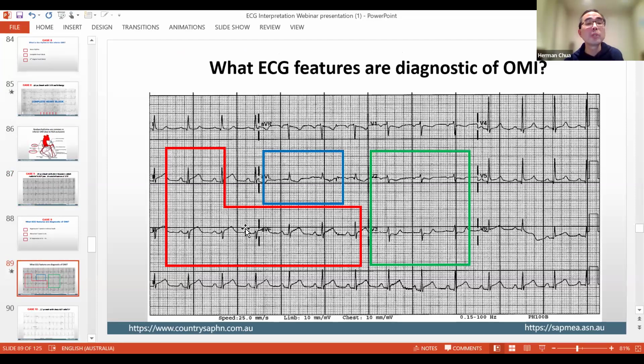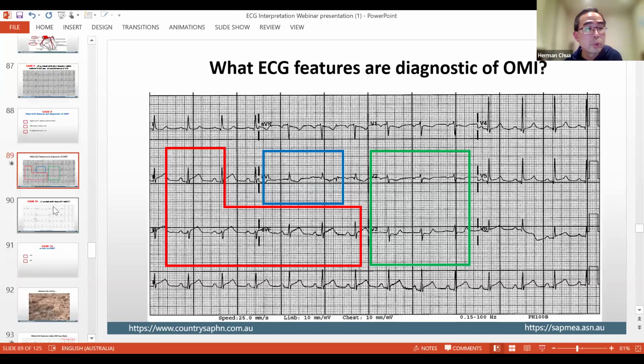And how do I know this is real? Well, look at the reciprocal change in AVL. Those who said reciprocal change, yes, that's correct as well. What is more? Well, ST depression in V1, V2, V3, right? What does that represent in the context of an inferior? It's a posterior, right? So there you go, guys. You're experts now.